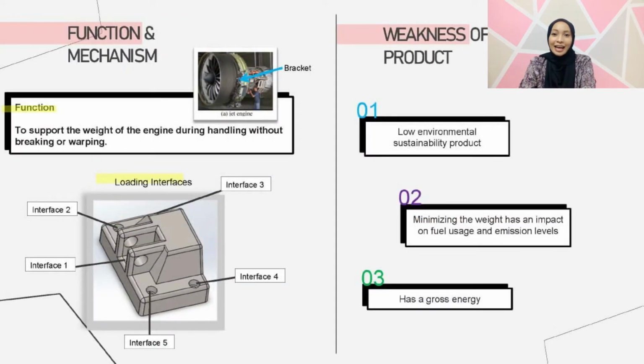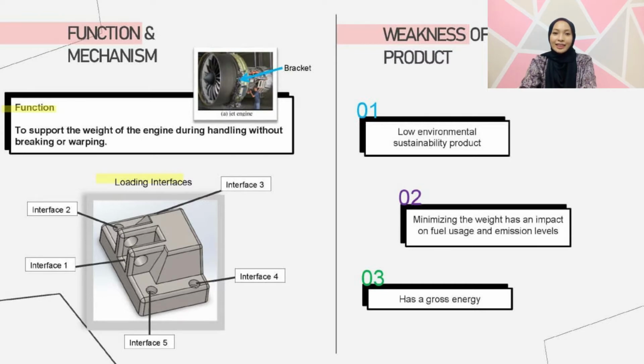Next is product function and mechanism. The picture above shows where a bracket is put in a jet engine. Brackets play an important role in a jet engine. The function of the bracket is to support the weight of the jet engine from cracking during handling. It is not only used at certain times but will remain always on the engine, even during flight. Thus, the job of a bracket is not only to hold the engine in place but to reduce the vibration inside the jet engine. The picture below shows the loading interfaces on the jet engine bracket. Loading interfaces are where the area will be subjected to the individual load conditions.